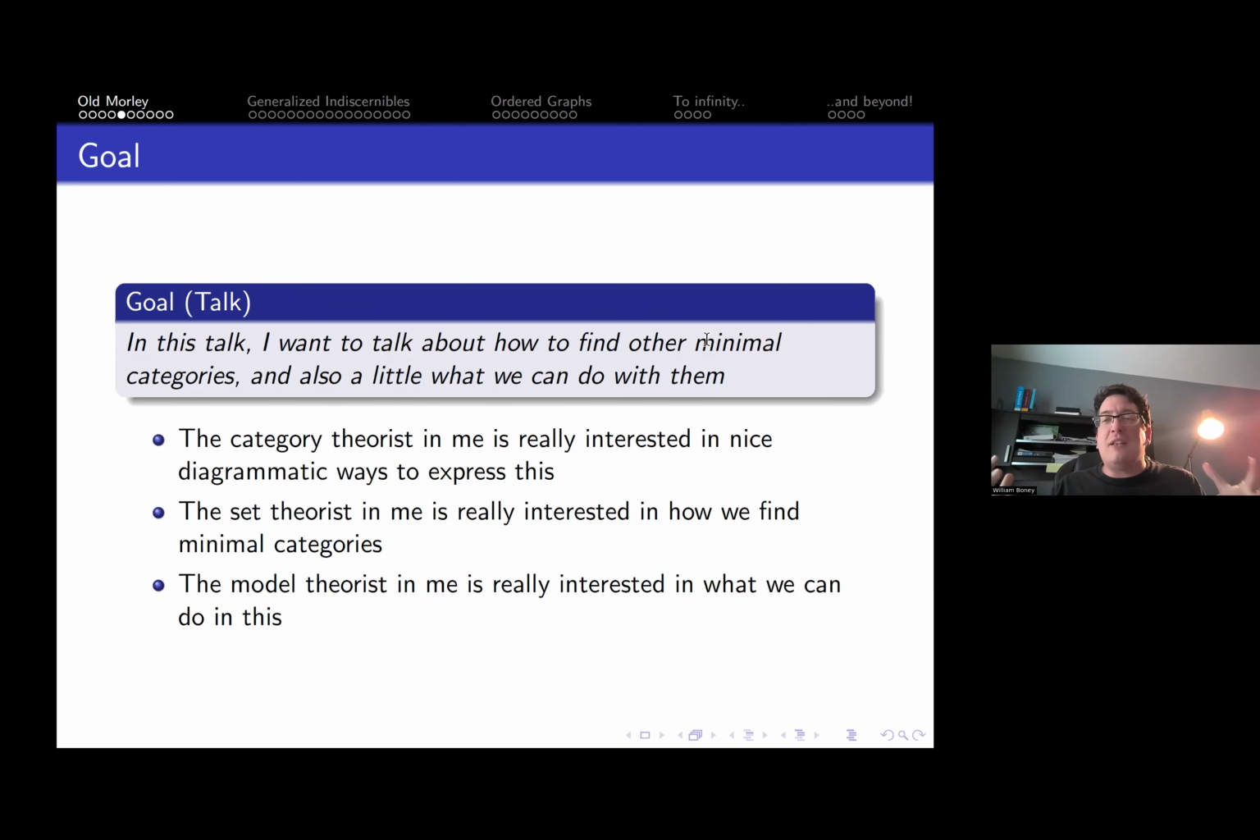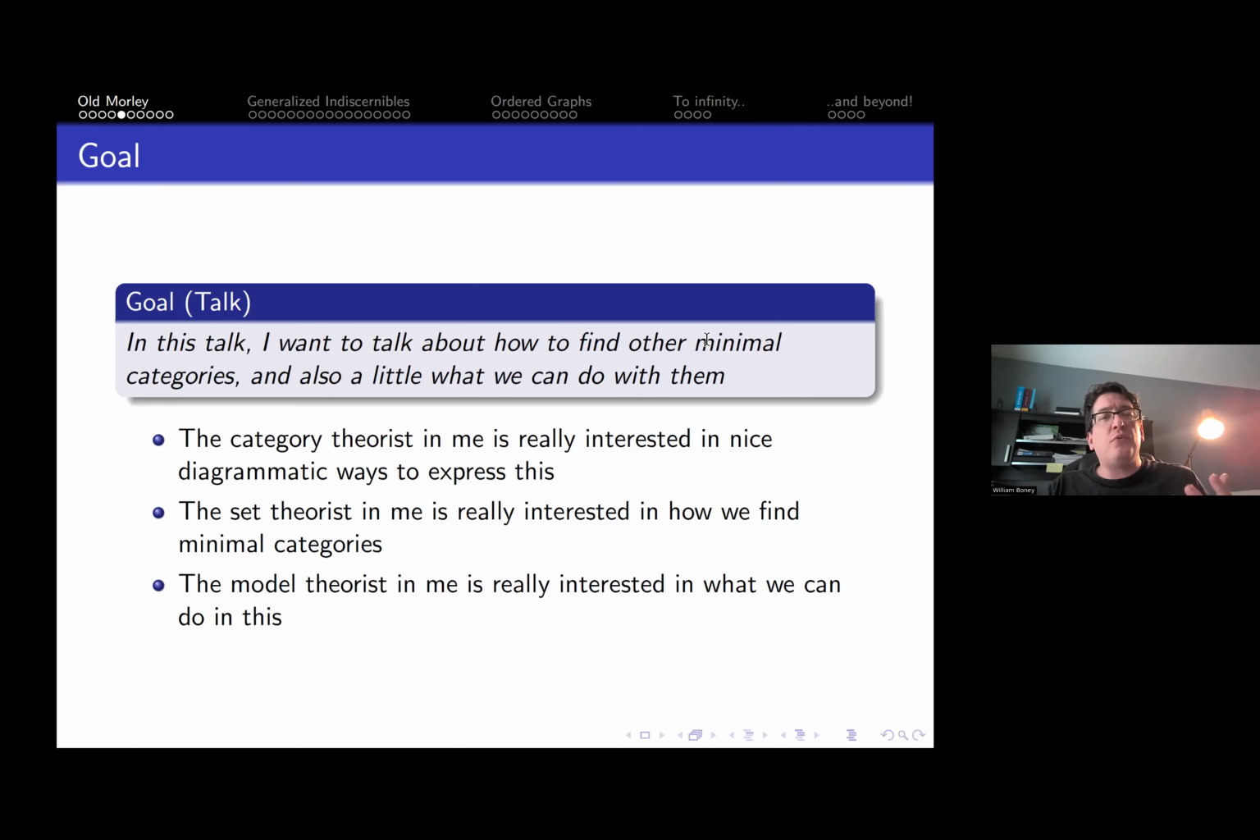The category theorist really likes the way that Mackay and Perret phrase this in these slick diagrammatic ways. Set theory comes in with how you can try to find these minimal categories. And the model theory comes in with what you can do with them, which is less the focus of this talk, but also very interesting.